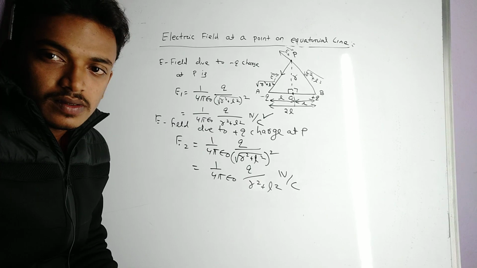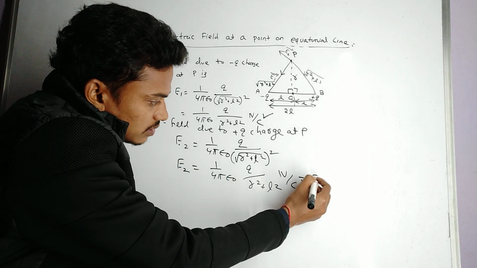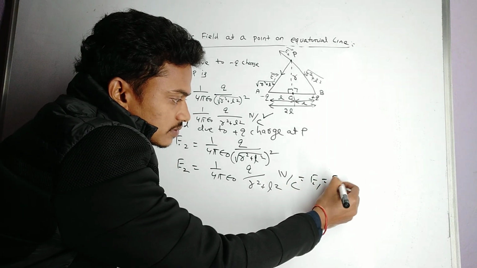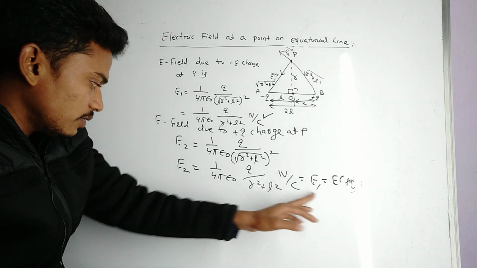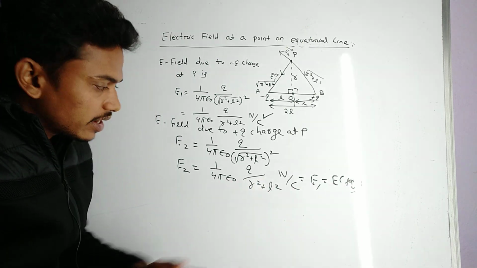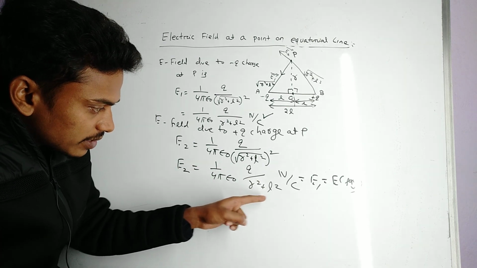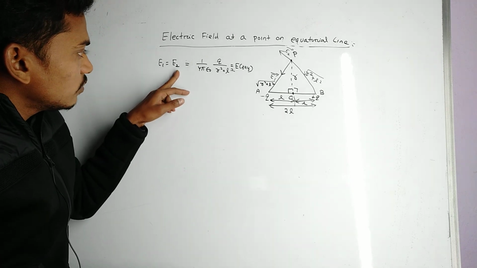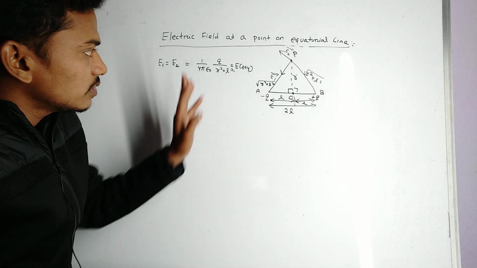Since E1 is equal to E2, say that is equal to E. The value of E is 1 by 4 pi epsilon naught, q by r square plus L square. So we found that E1 equals E2, and that is equal to 1 by 4 pi epsilon naught, q by r square plus L square, which is E.